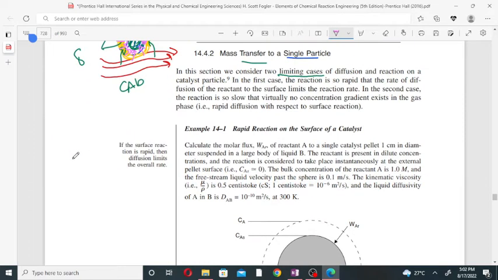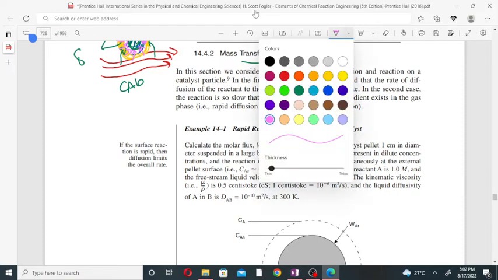This is example 14-1 in the book Elements of Chemical Reaction Engineering by Fogler, 5th edition. This is example 14-1, rapid reaction on the surface of a catalyst. This is the first case, in which reaction at the surface of the catalyst is very rapid, but diffusion through the hydrodynamic boundary layer is very small.